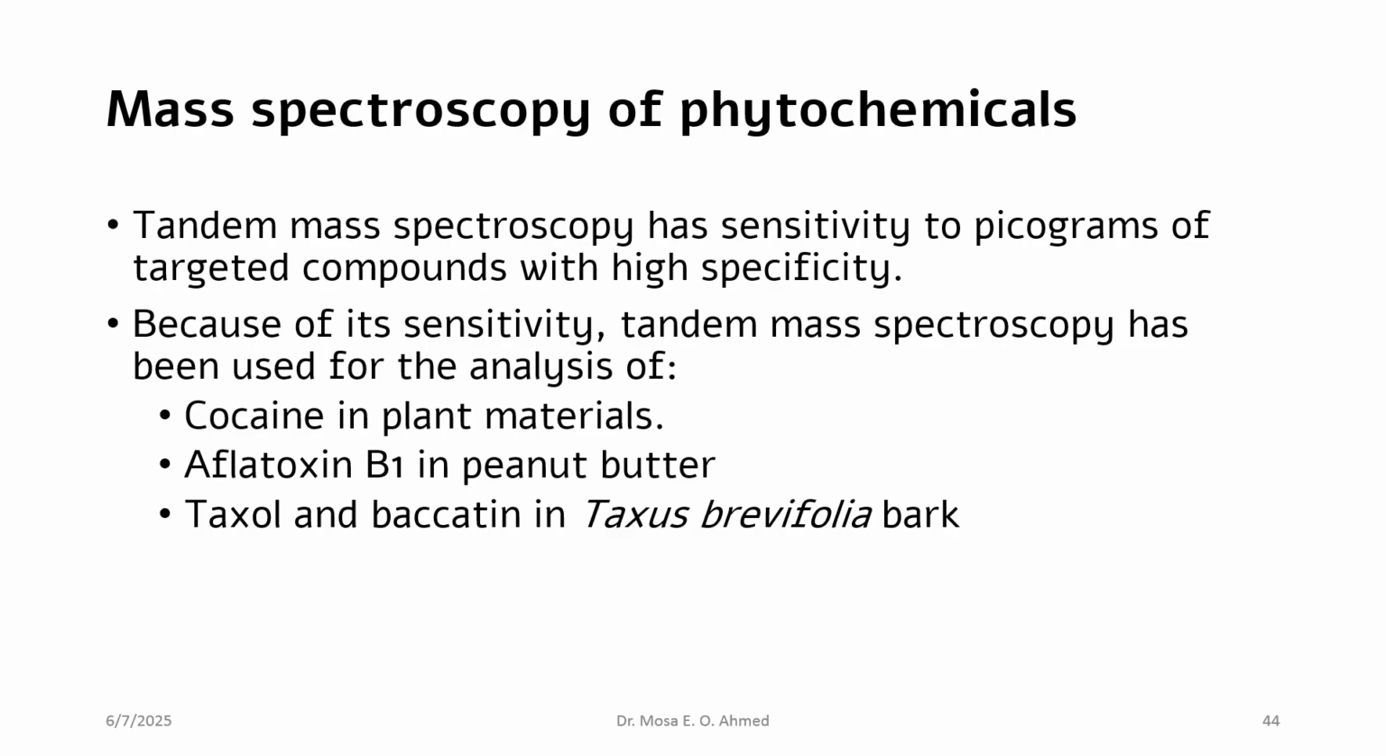regulations or by rules. Also, aflatoxin B1, which is considered a highly toxic natural compound in peanut butter, can be detected by tandem mass spectrometry. Also, taxol and baccatin, which are known as famous anti-cancer agents that occur in Taxus species, can be detected by using tandem mass spectrometry because they are highly expensive and used as anti-cancer agents.